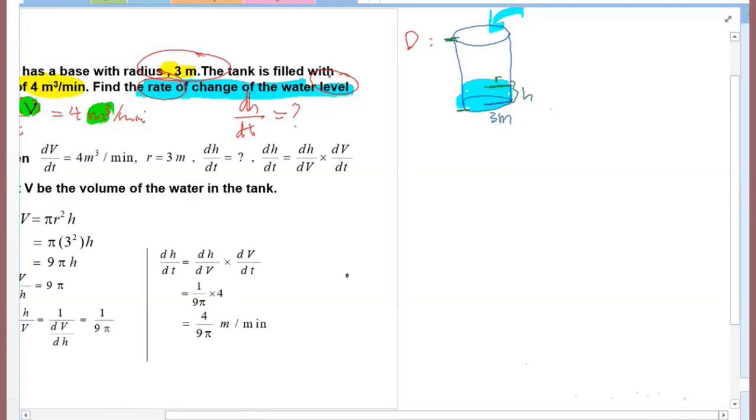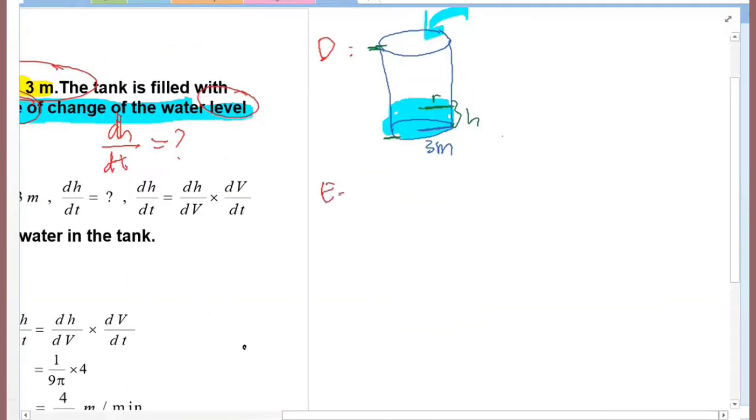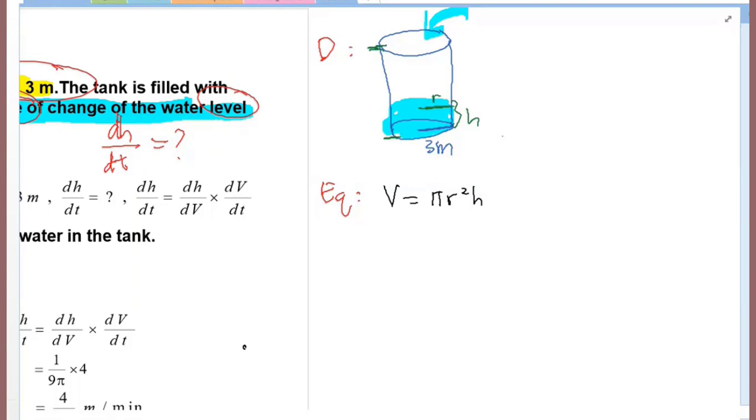The volume is pi R squared H, right? So the next step: there are two variables, R and H, so we change to express it in a single variable. How do we relate R and H? R is constant.